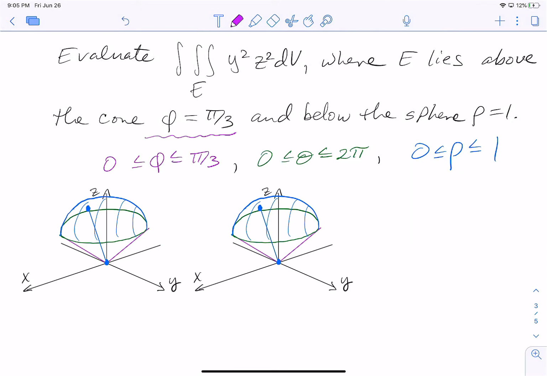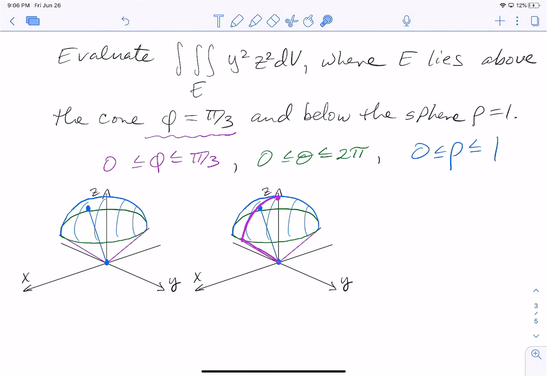And I also had to shrink it up because I'm going to give you a third picture in just a minute. But first, let's talk about how phi is working. Phi goes from 0 on the positive z-axis to pi over 3. And so we'll say that this sweeps down the sphere and gives us this edge of the cone, right? There, I'll leave it like that.